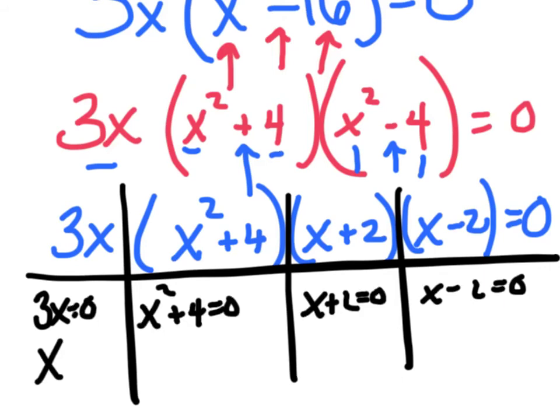If I divide by 3, I get x equals 0. I'm going to solve these easy ones. Here I'm going to add 2, I get x equals 2. Here I'll subtract 2, I get x equals negative 2.